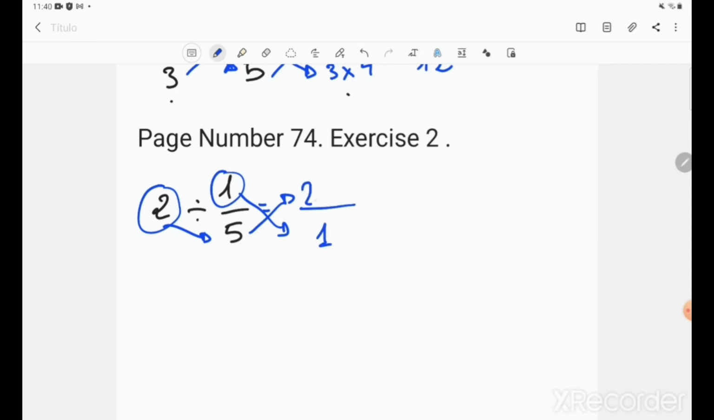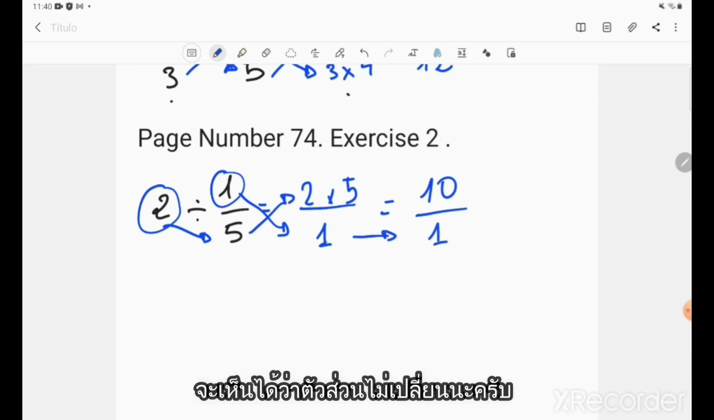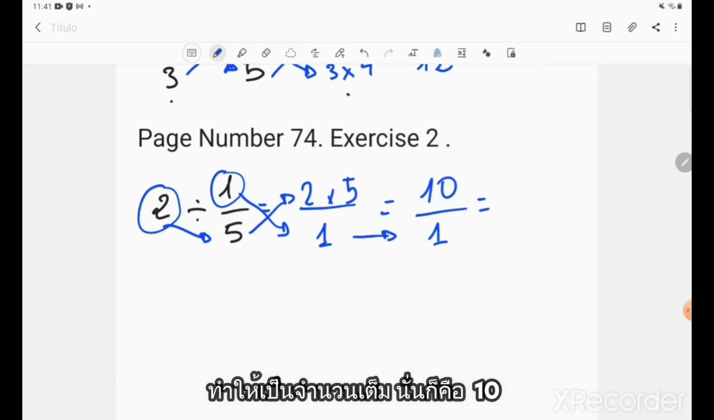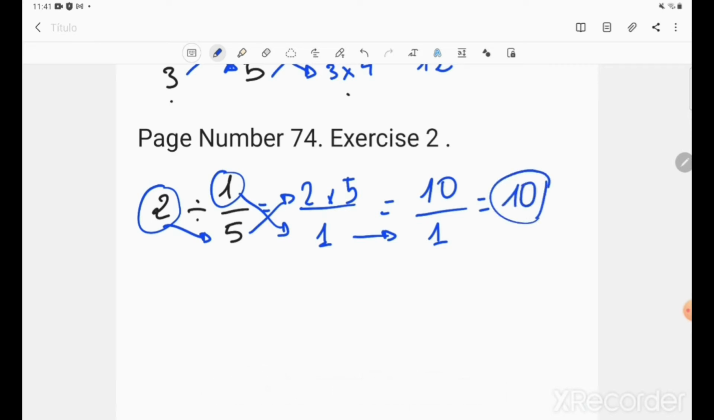Okay, so here we have 2 multiplied by 5, which is 10 over 1. Okay, the denominator stays the same. Actually, we know that when we have a number 1 as denominator, the numerator is actually a whole number. Okay, so 10/1 equals 10. This is the final answer. Okay, this is how to do it if we have a whole number dividing a fraction.